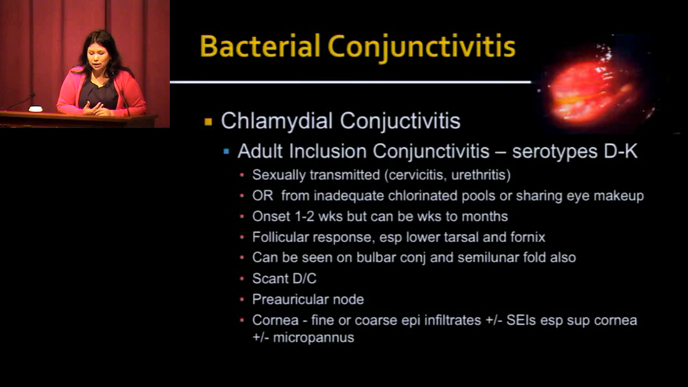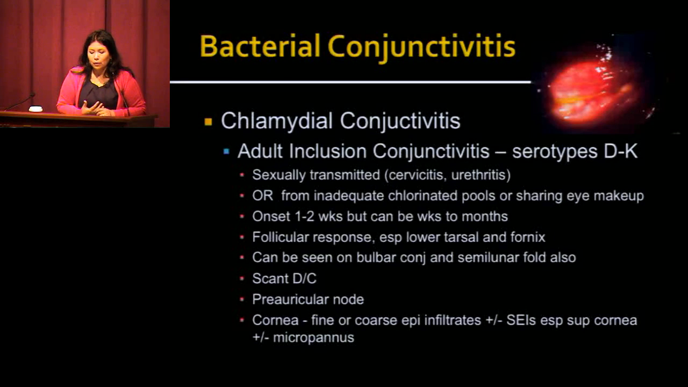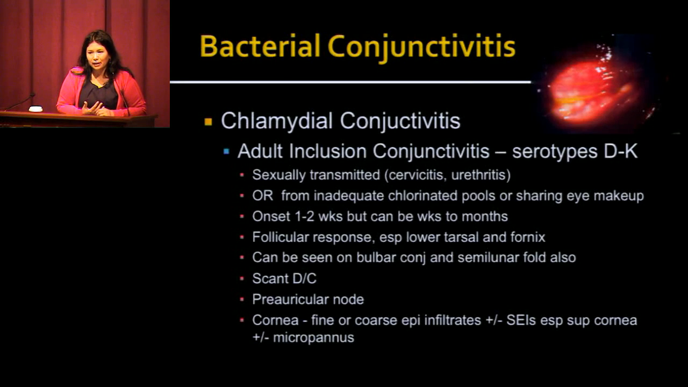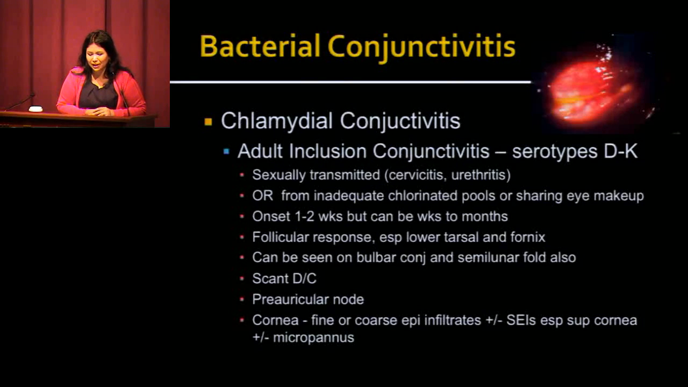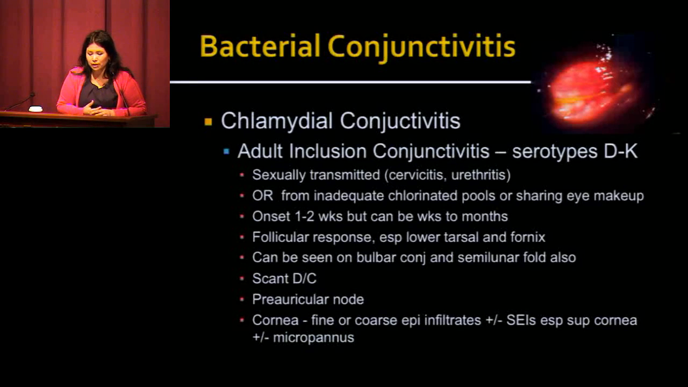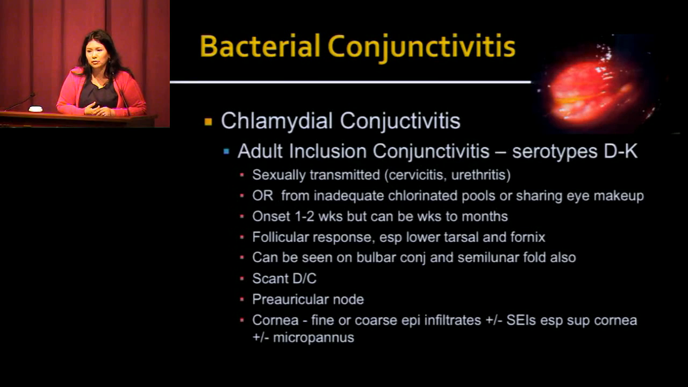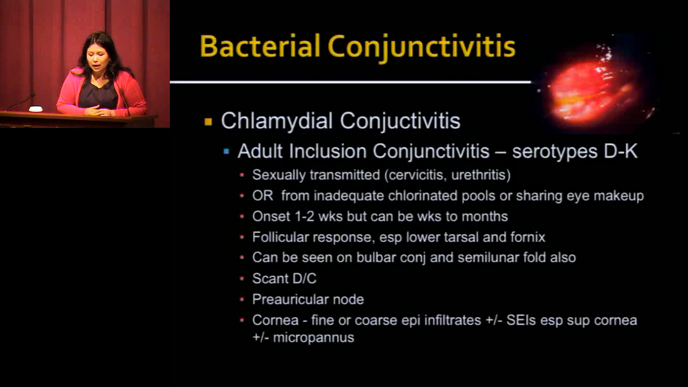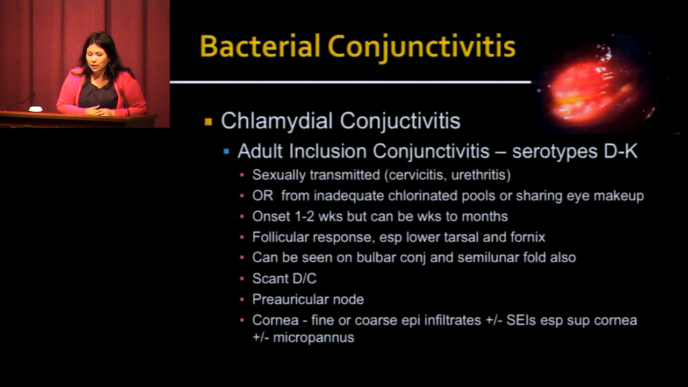These are sexually transmitted, but there have been reports that they can come about in inadequately chlorinated pools and sharing eye makeup, which is kind of scary. But if someone ever denies a sexual history, like young kids that you're seeing, and you're sure they're 12 years old and you've asked them and they're not sexually active, give them the benefit of the doubt because there might be some other kind of transmission that might have occurred. The onset is usually 1 to 2 weeks, but it can be weeks to months.